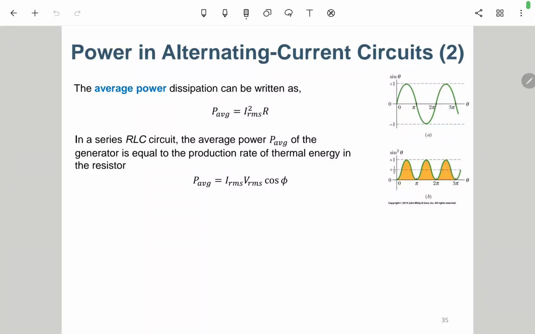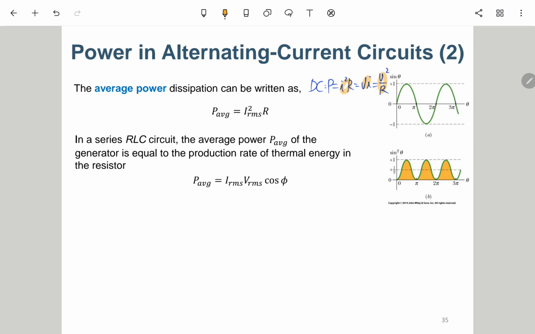Okay, so in the previous page, we mentioned P average equals I RMS square R. According to the DC version, we have P equals I square R, we have V times I, and also we have V square over R. We have three different versions.